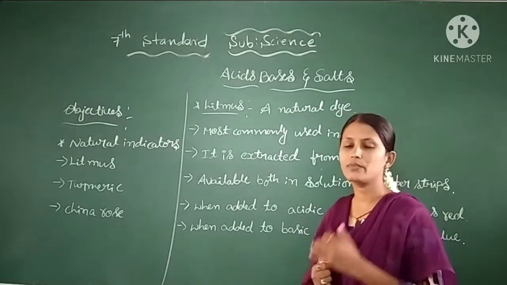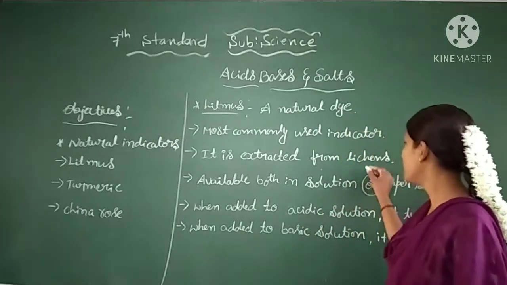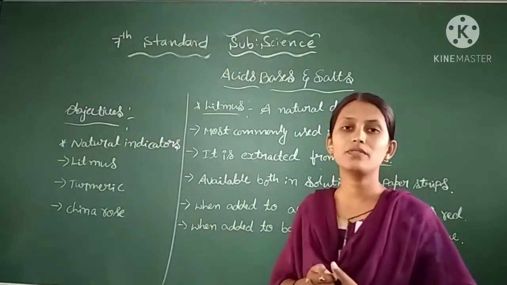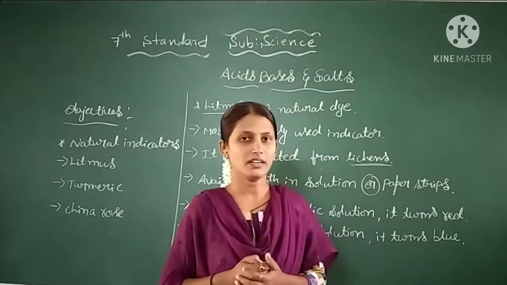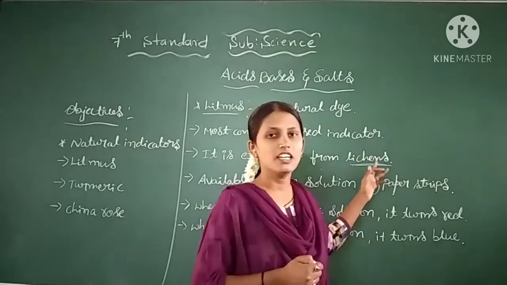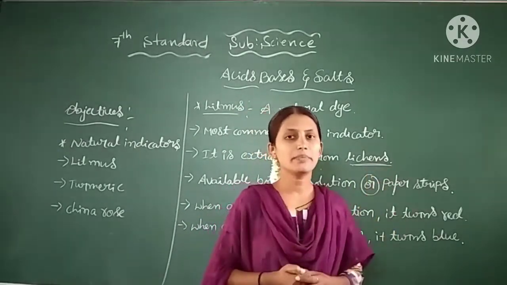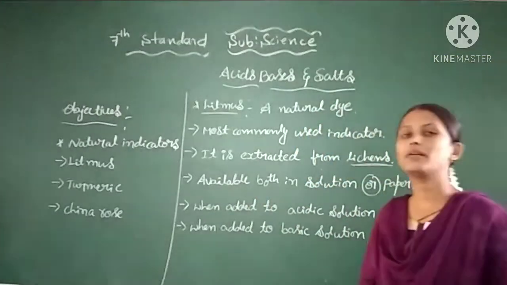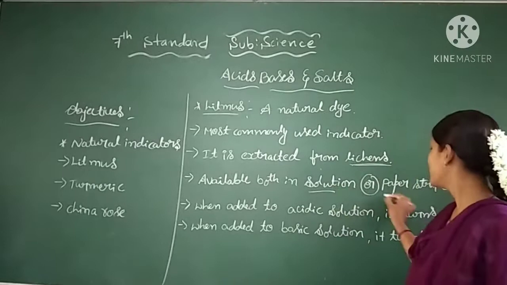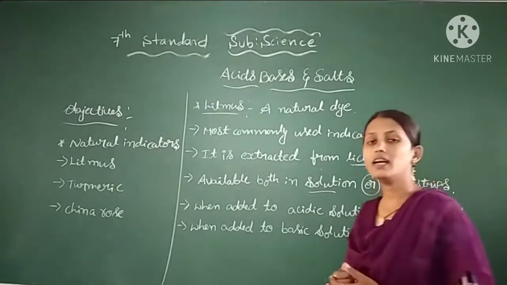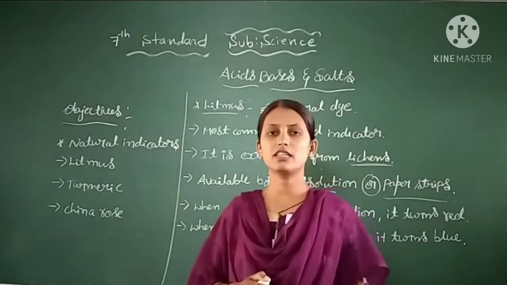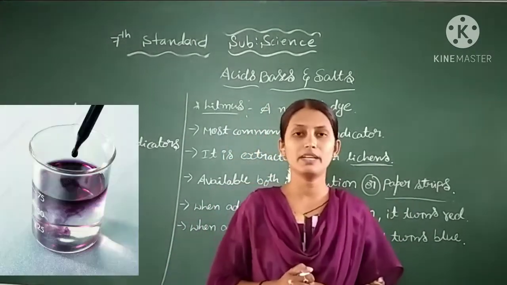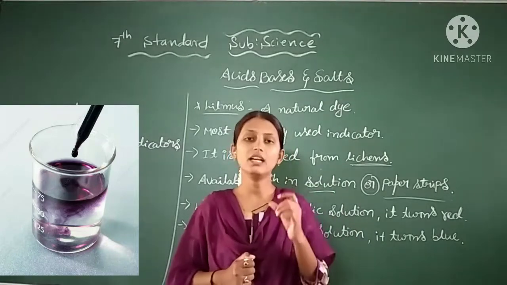Where do we get it from? It can be extracted from the lichens plant. So litmus can be obtained from a naturally available plant, whose name is lichens. This is a picture of the lichens plant. It can be available both in solution form and in paper strip form. The litmus solution is purple in color.